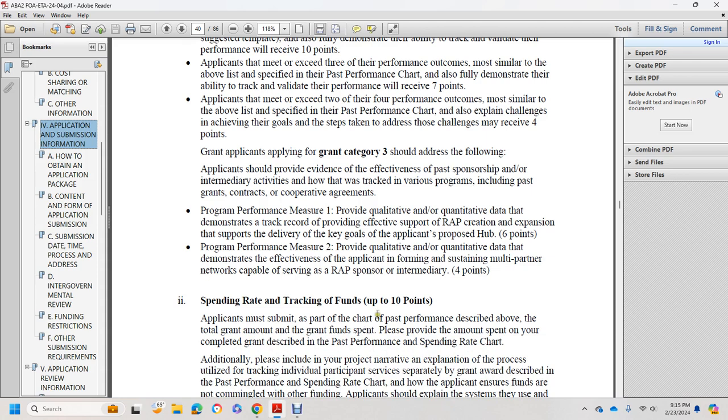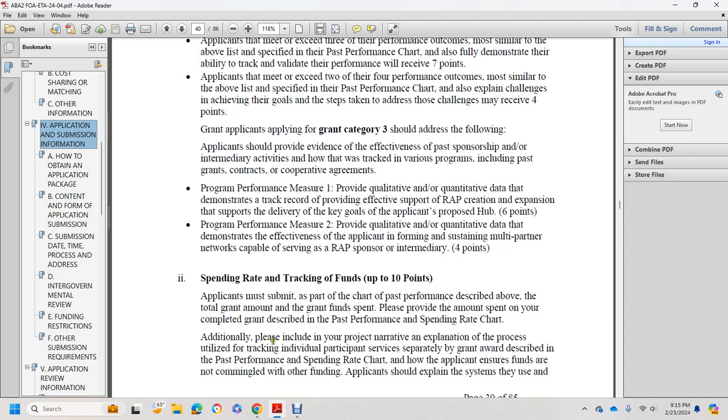Spending rate and tracking of funds, up to 10 points. Applicants must submit the charts for past performance described above, with the total grant amount and the grant funds spent, plus the amount spent on the completed grant, described in the past performance spending rate chart. Additionally, please include in the project narrative an explanation of the process utilized for tracking individual participant services separately, as described in the past performance spending rate chart.